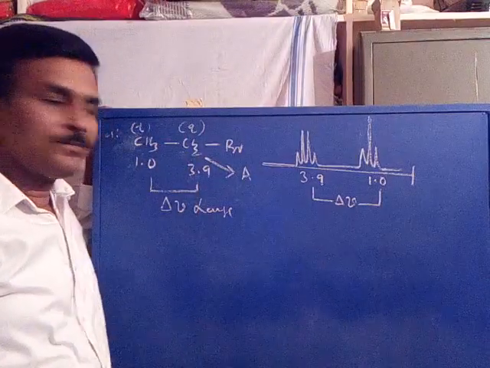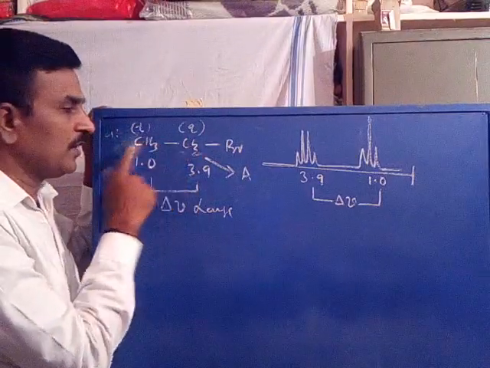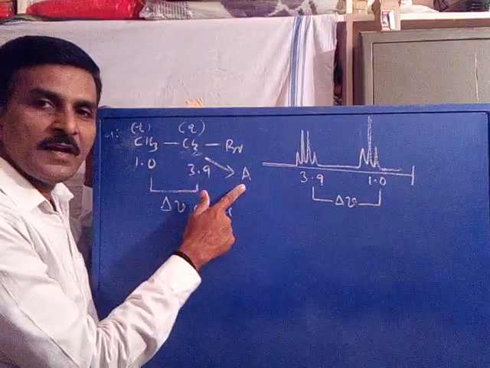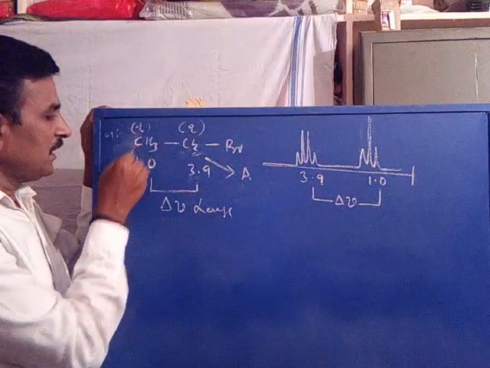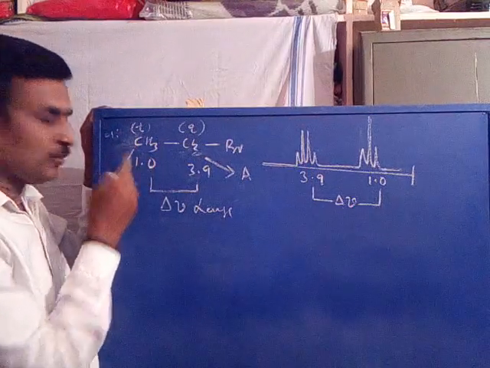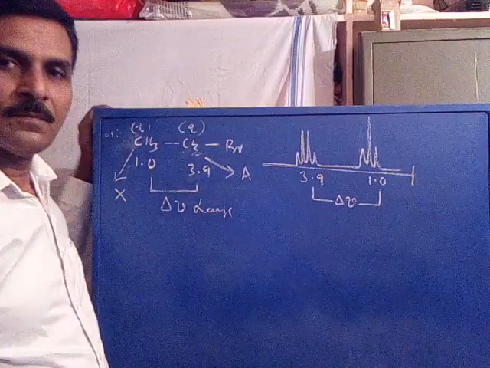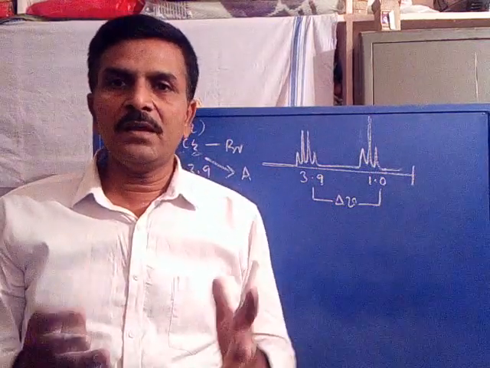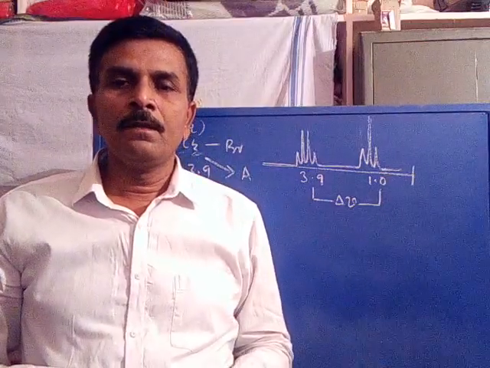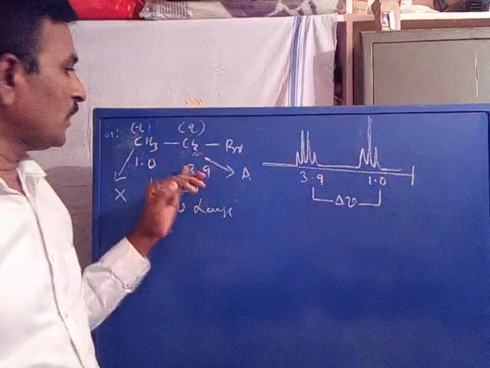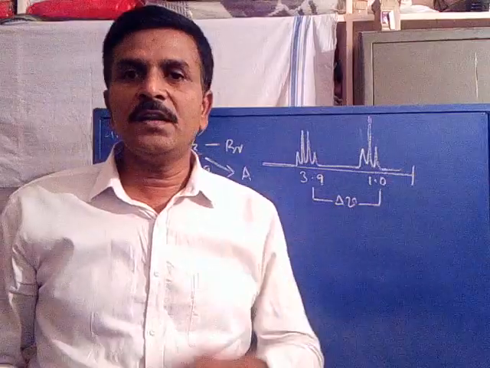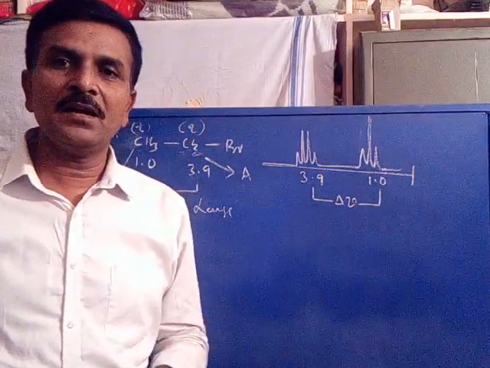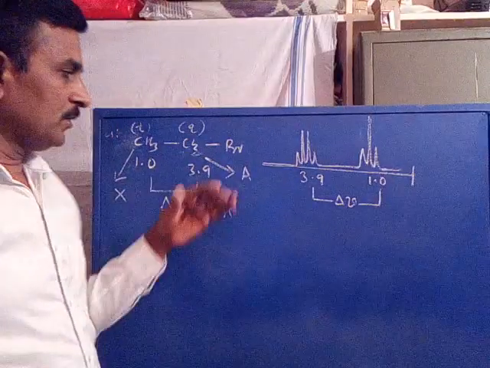Now here only two sets of protons are in coupling. So higher delta value, A letter is used. For the designation of CH3 proton, we should use X letter. So CH3 proton is designated with X letter because it has lower delta value. Now CH2 proton is designated with A letter because it has higher delta value. Now this is the first condition. What is the second condition? This is the second condition.